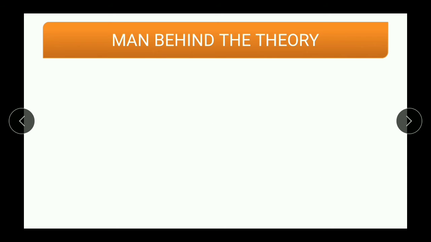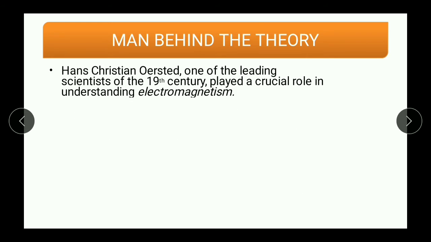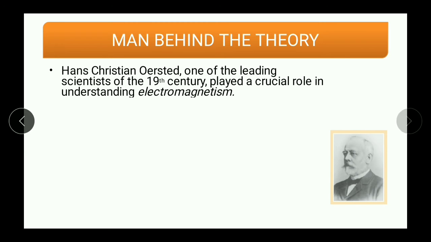Now let us see the man who was behind this theory. His name is Hans Christian Ørsted. Hans Christian Ørsted, one of the leading scientists of the 19th century, played a crucial role in understanding electromagnetism. I would not be wrong if I say that this electromagnetic theory would be lagging behind if Hans Ørsted was not there.